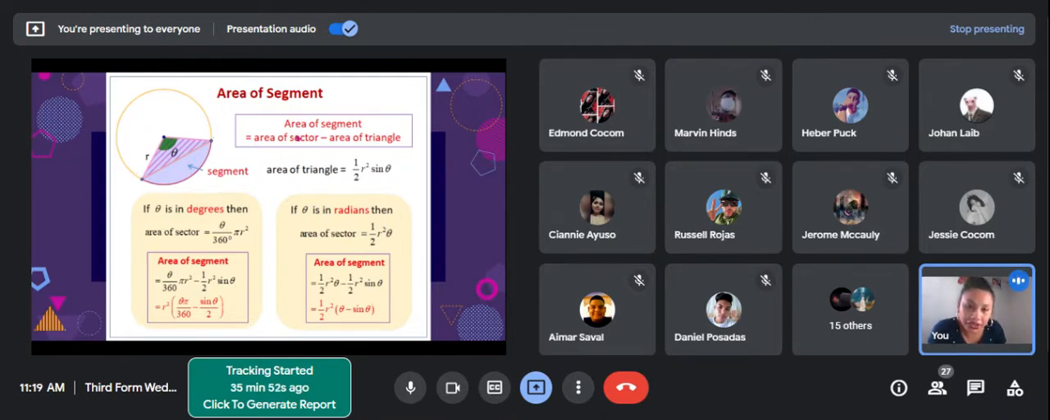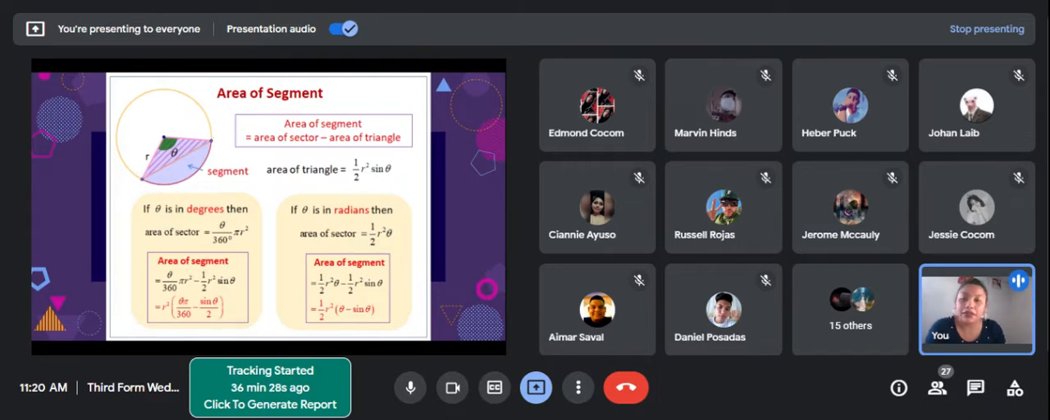And just like it says here at the top, area of a sector minus the area of the triangle. So I find the area of the sector and subtract the area of the triangle from it. And the area for the triangle in this case is half r squared sine of theta. And that will be the formula. I am going to rewrite the formula for you guys to make it a little easier to understand.